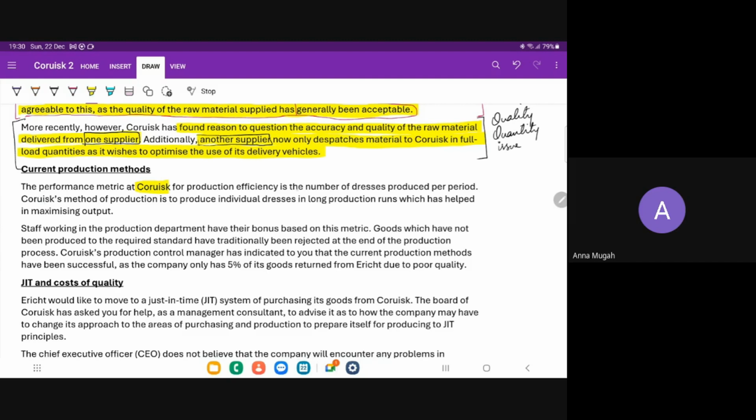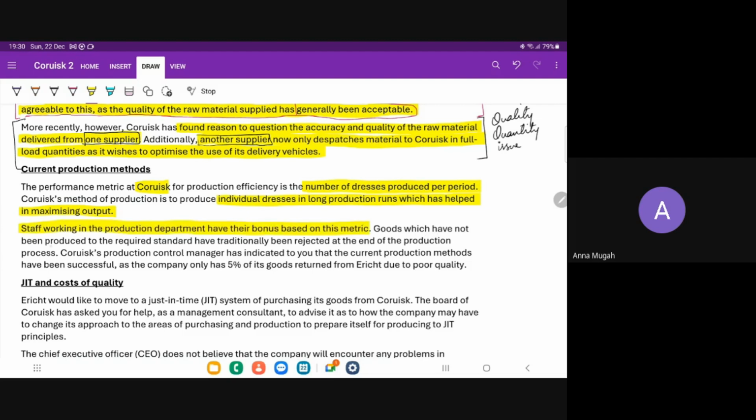The performance metric at Corsic for production efficiency is the number of dresses produced per period. So that means more dresses. If you're producing more dresses, you will get more bonuses. You are supposed to be more efficient. Corsic's method of production is to produce individual dresses in long production runs, which has helped in maximizing the output. So you are producing more and more outputs and trying to maximize the overall quantity. Staff working in the production department have their bonuses based on this metric. Now, this is important. Staff is also encouraged to produce more and more output.